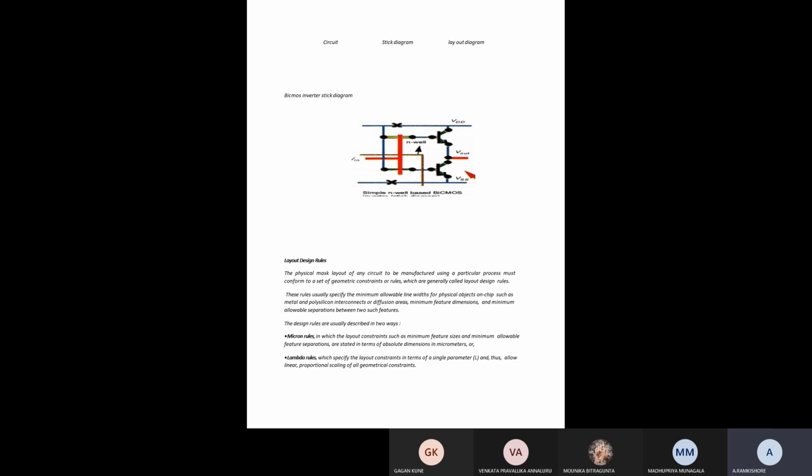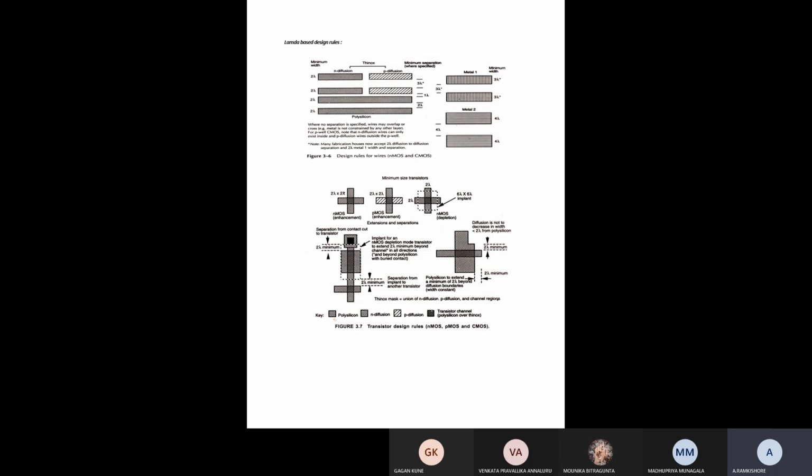And in the case of lambda rules, the parameters related to the channel and the constraints are indicated in terms of length, in lambda values. Those are nothing but 2 lambda, 3 lambda, and so on.